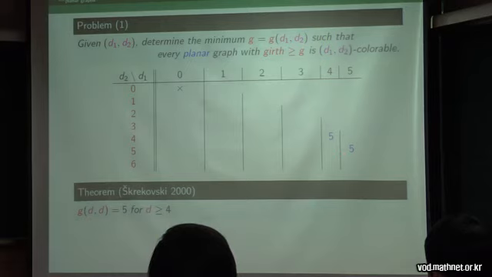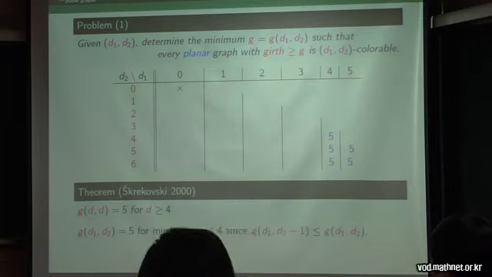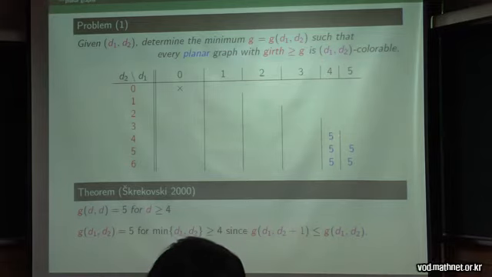But something that follows from this result is, if you give me some number 5 here in a column, then everything below it is also going to be 5. Because if you prove that planar graphs with girth 5 are (4, 4)-colorable, then of course it's going to be (5, 4)-colorable and (6, 4)-colorable, because you're just allowing larger maximum degree.